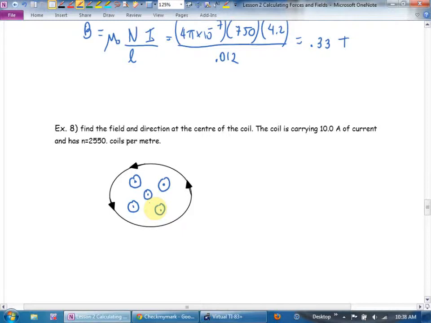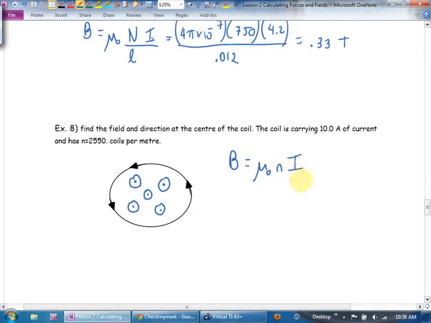The magnetic field is equal to... Now here, read carefully. Have they told you the total number of turns and the total length? Or did they divide those and just give you the ratio? So we're going to use this one, mu naught n I, which is also on your formula sheet.